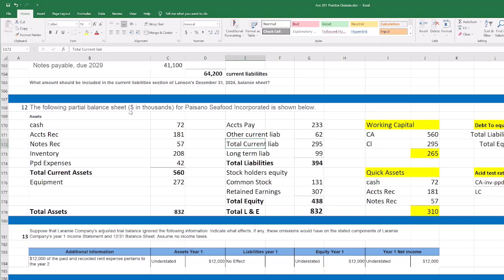Because there are going to be a lot of these, and you do not want to waste your time trying to look up, oh, what is working capital and what is the quick asset test. If you've already got it pre-programmed in an Excel spreadsheet, just boom, boom, boom, you're done. And you can just go and make this work.